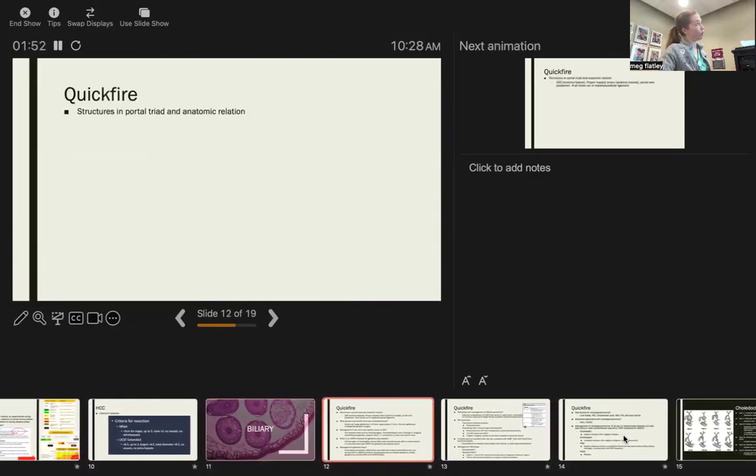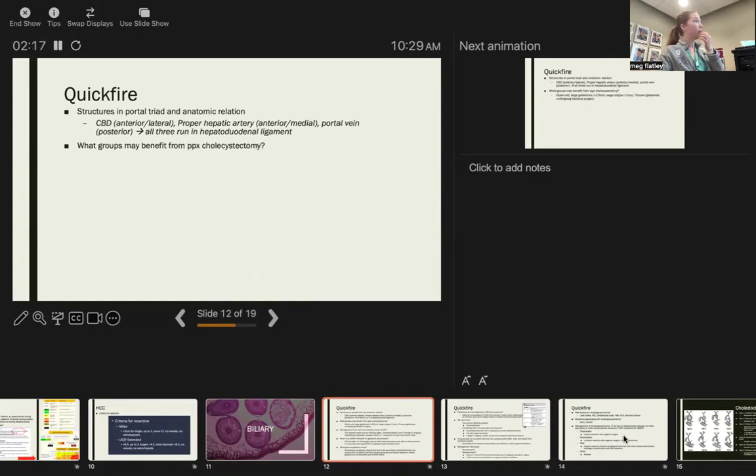Biliary, quick fire, structures in the portal triad and their anatomic relationship. CBD is lateral. Hepatic artery is medial. Vein is posterior, agreed. That anatomic relationship I've seen show up a couple times.